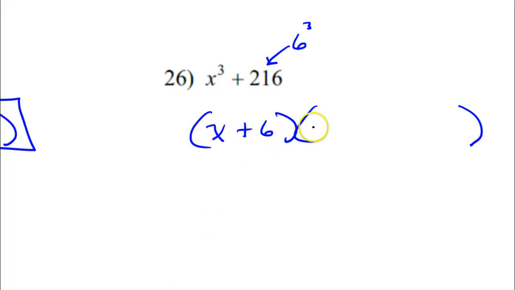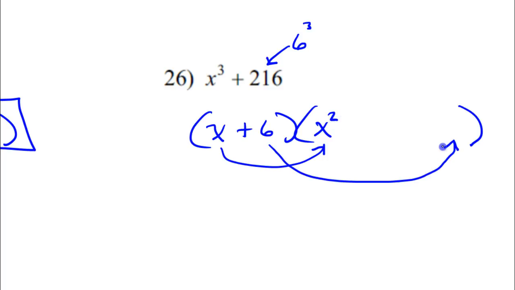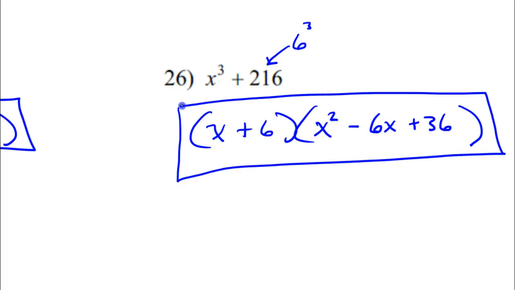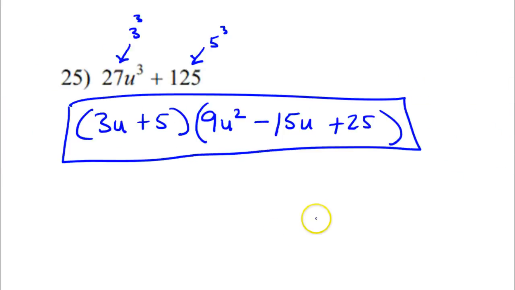Anyway, trinomial. So if I take this and I square it, I'm going to get x squared. If I take this and I square it, I'm going to get 36. If I multiply these together, I'm going to get 6x, but I do the opposite sign. Same, opposite, always positive. Okay, I think that's it.